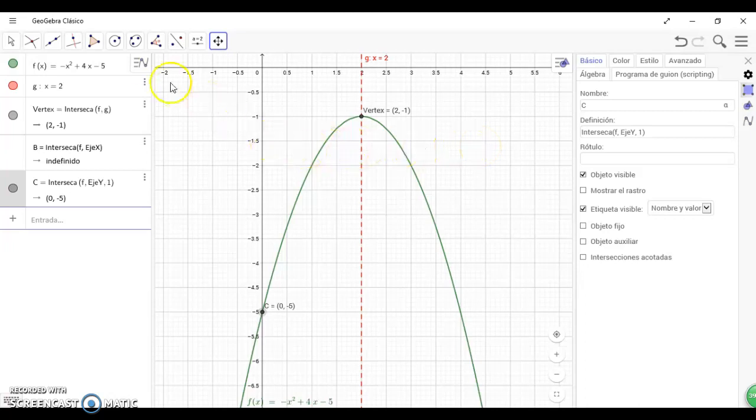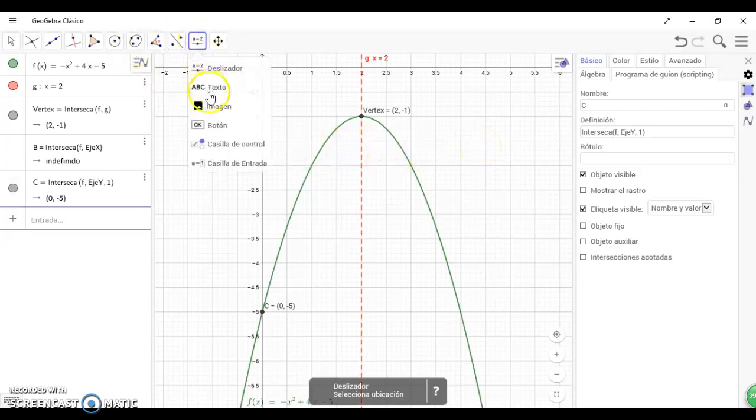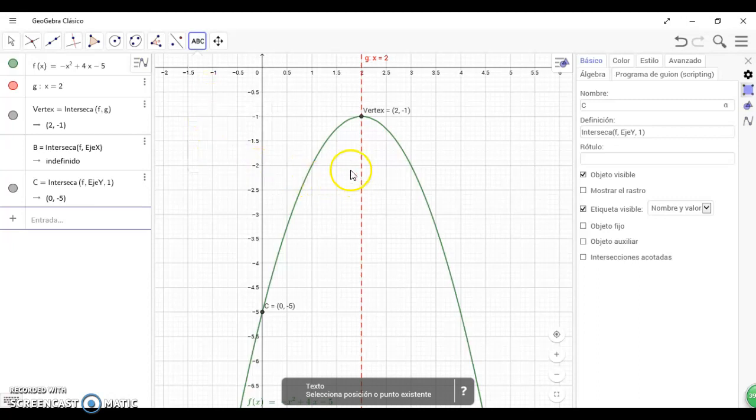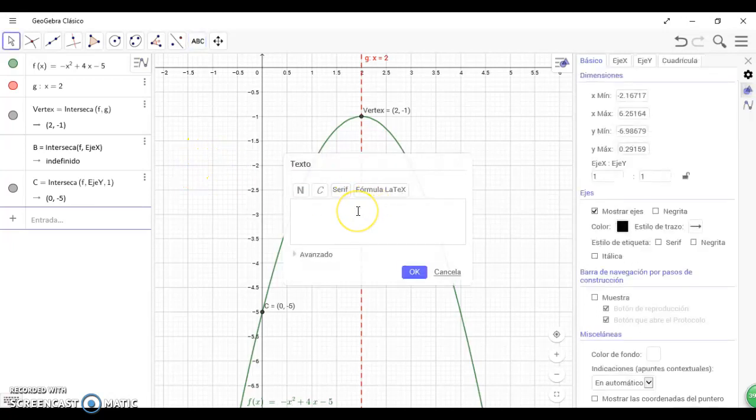So the next step is that we need to write where it opens and the domain and the range of the function. So we need to put in a text anywhere you can. So it opens downwards because the function is negative.